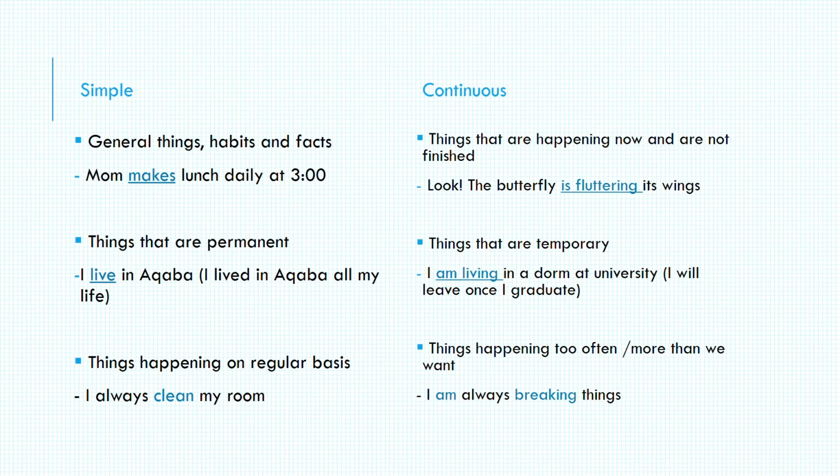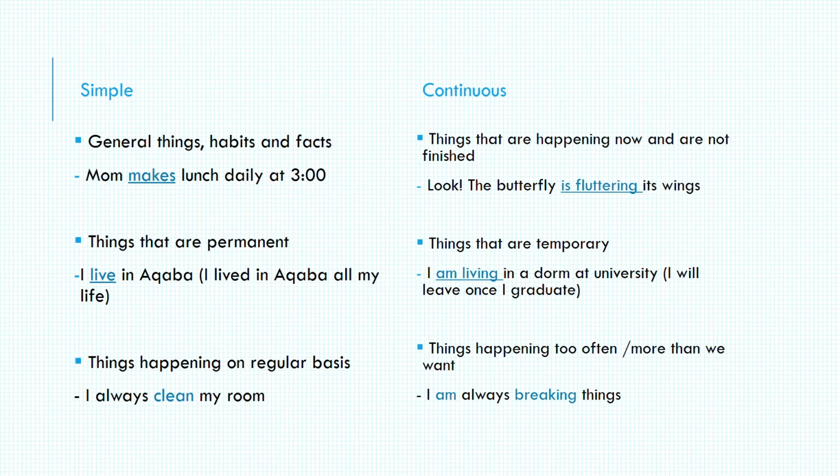On the other hand, the present continuous is used to talk about things that are happening now and are not finished. An example of that would be, look, the butterfly is fluttering its wings, or look, the man is crossing the street. They're still doing the verb, they're still making the action, and they're not done yet. Another usage is talking about things that are permanent. For example, I live in Aqaba, meaning I lived in Aqaba all my life, I'm still living in Aqaba, and I will continue to live in Aqaba.